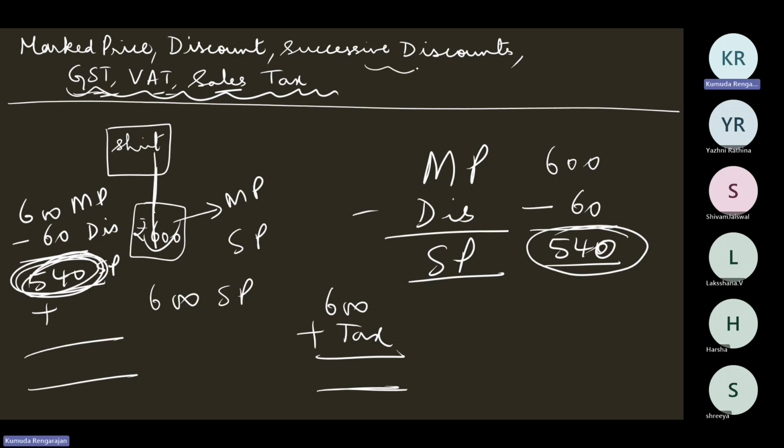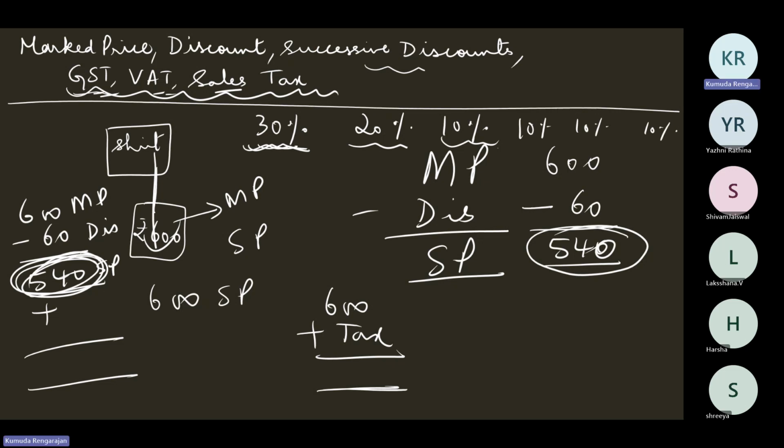So we'll understand what successive discounts mean. We'll understand using a question. Marked price minus discount is selling price. Then in discount, we have successive discounts also. You can have one flat discount of 30%, or successive discounts of 20% first and then 10%. Or it can be successive discounts of 10%, 10%, 10%.